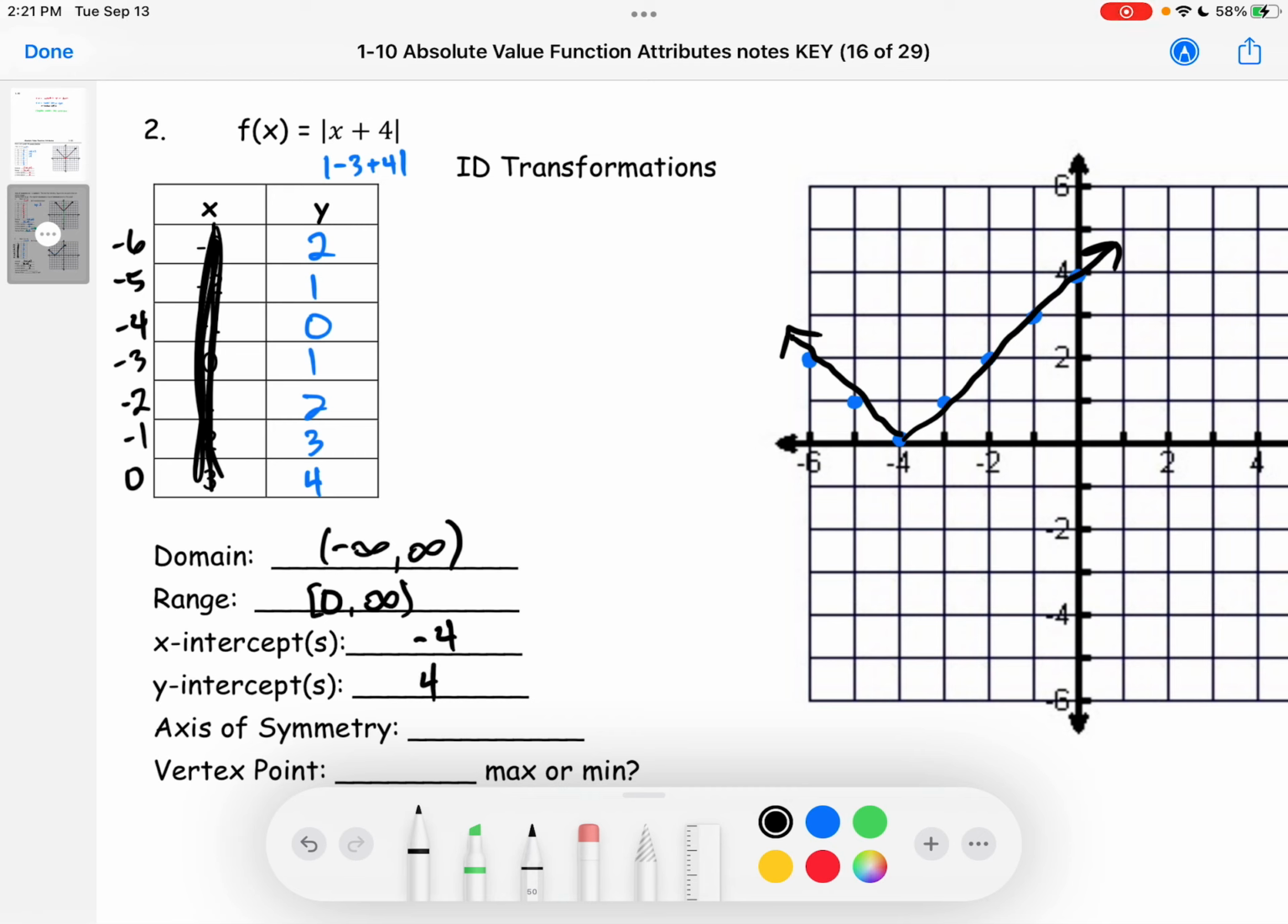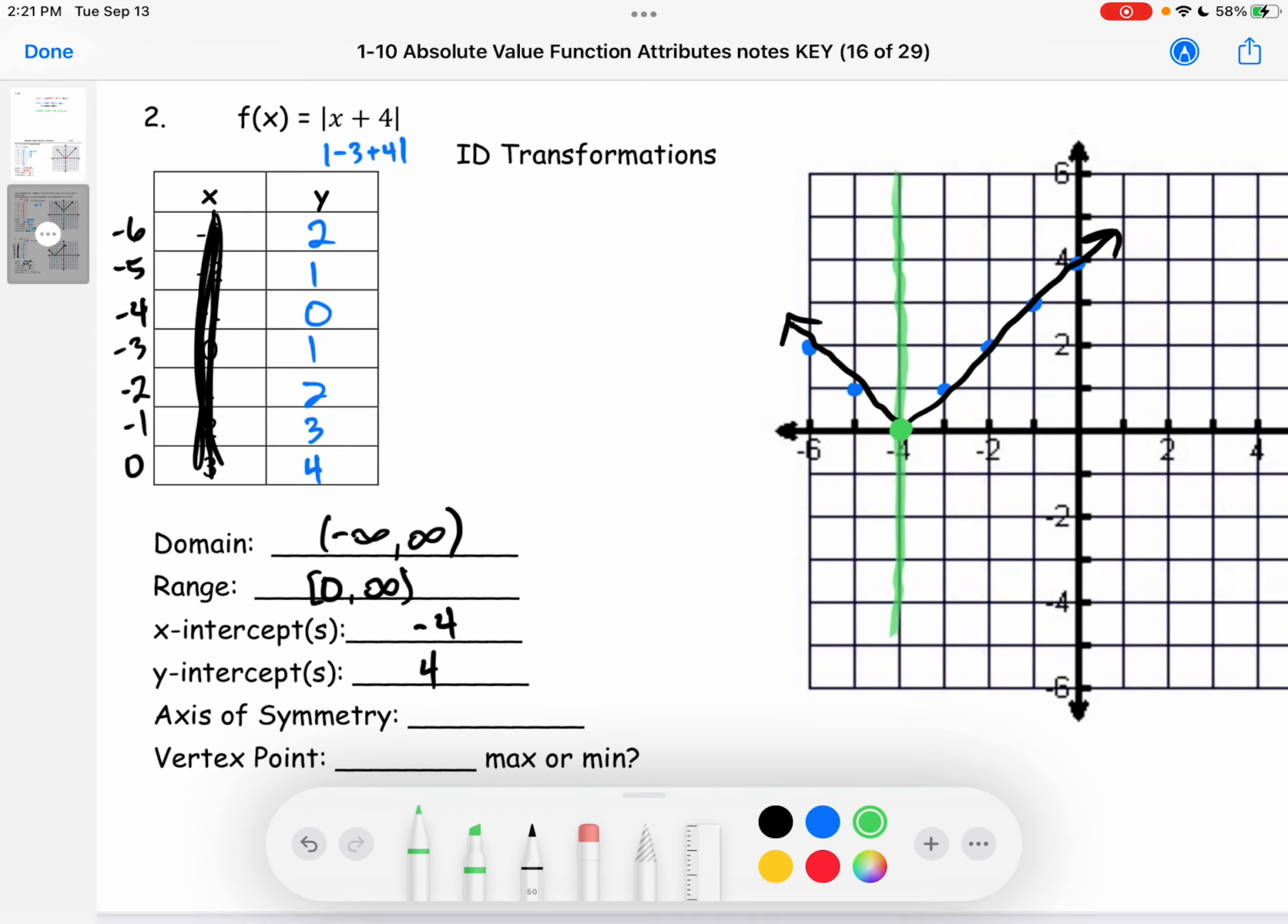Our axis of symmetry and the vertex are related to each other. So if there's the axis of symmetry, the vertex is going to be this point right down here. The coordinates of that point, -4, 0. And so we see that -4, and we know that that's going to be our axis of symmetry also, x equals -4. Since this is down at the bottom of the function, that vertex is a minimum.